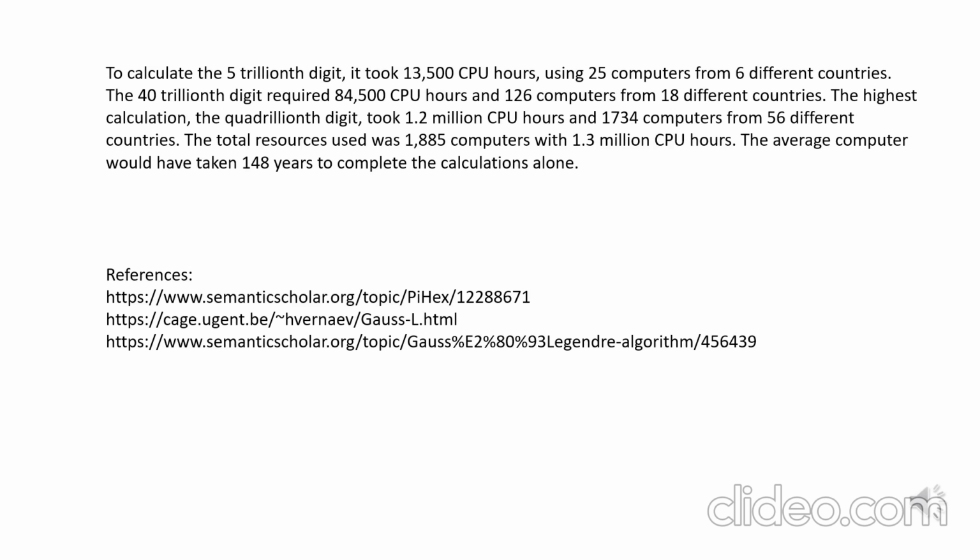The total resources used for PiHex was 1,885 computers with 1.3 million CPU hours. The average computer would have taken 148 years to complete the calculations alone. In conclusion, we have produced information on all sorts of methods to approximate pi, and as we have shown, it has become more accurate over time.